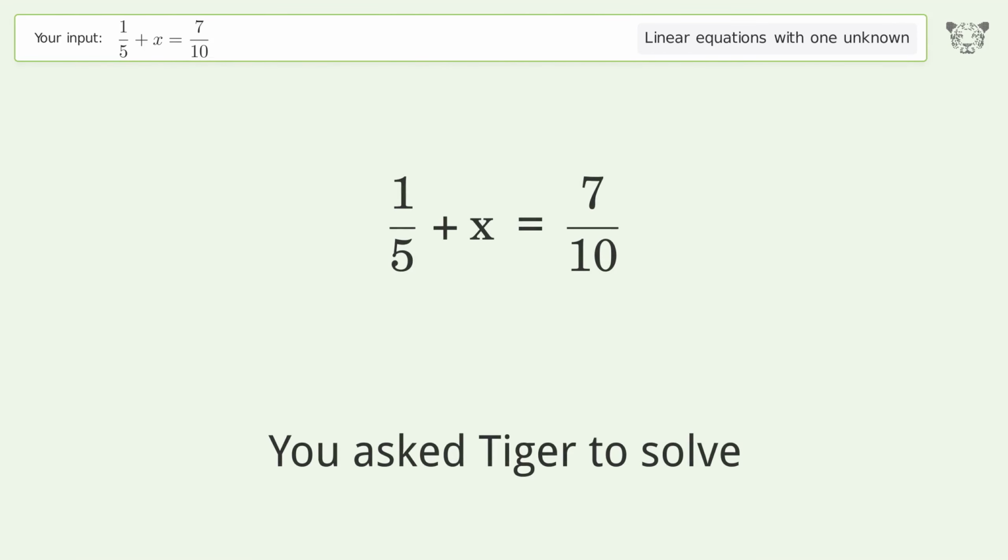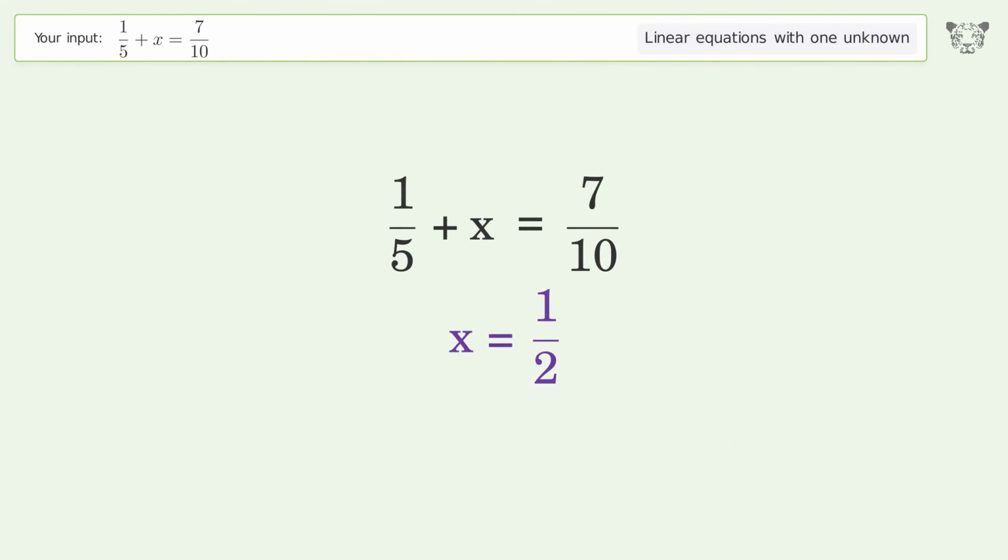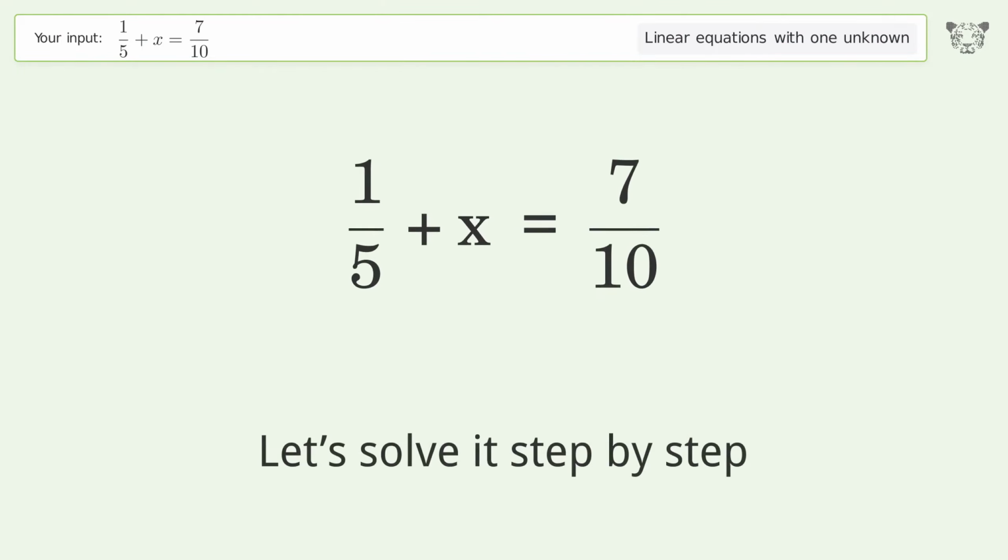You ask Tiger to solve. This deals with linear equations with one unknown. The final result is x equals 1 over 2. Let's solve it step by step.